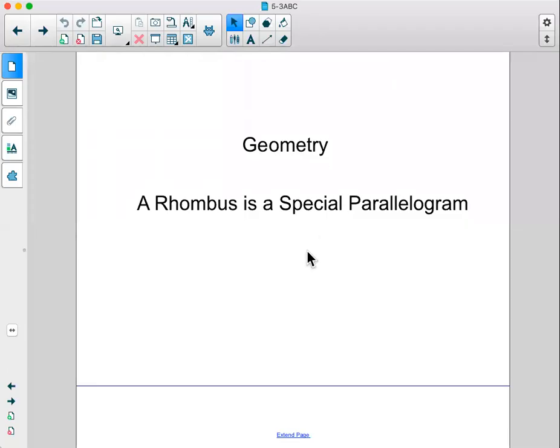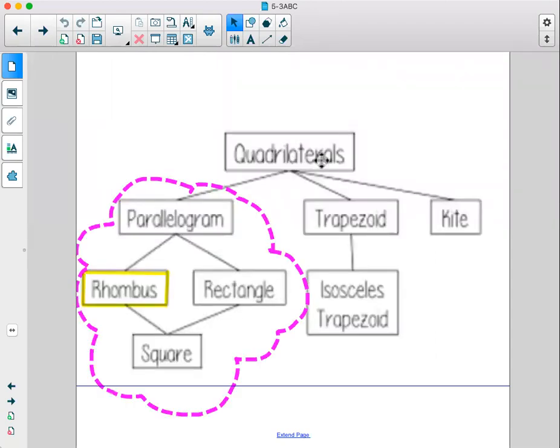Hello, geometry students. Today we're going to talk about the rhombus, which is a special type of parallelogram. Quadrilaterals are all four-sided shapes, and parallelograms are a special kind of quadrilateral with two pairs of opposite sides that are parallel. And under the umbrella of parallelogram are these three special cases. Today we're going to be discussing the rhombus.